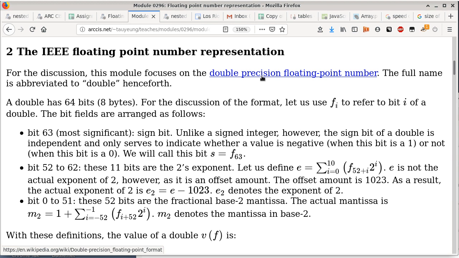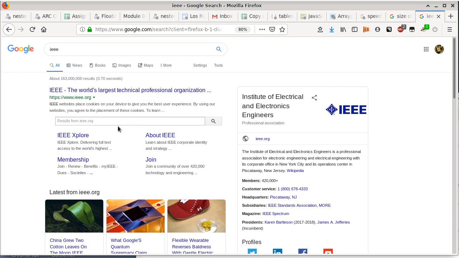The full name is IEEE double precision floating point number, and IEEE is the International Electrical Engineering... Okay, I cannot remember the full name of IEEE. So if you really want to spell out the entire name, then it is, okay, where? On the right. Oh, okay, thank you. So the full name of double is the Institute of Electrical and Electronics Engineers Double Precision Floating Point Number. Can we agree to call it just double? Okay. So from now on, we just call it double.